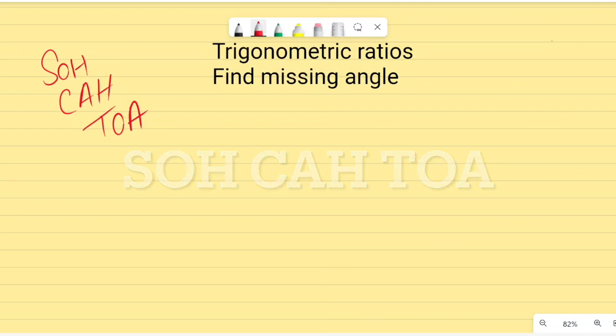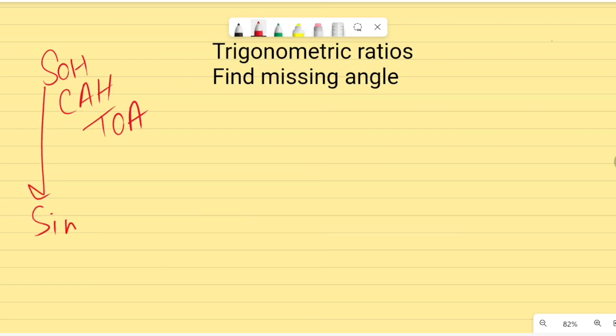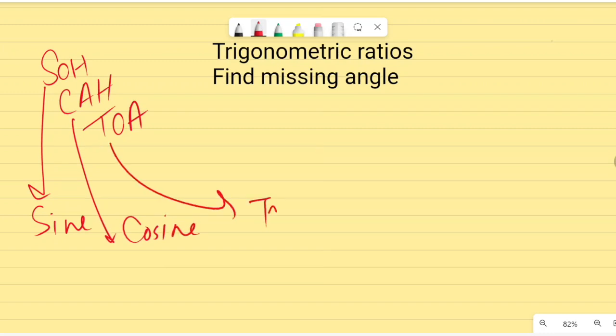Welcome to the video where we will learn about how to find a missing angle using trigonometric ratios, which are sine, cosine, and tangent. If you can see, SOHCAHTOA, this is a short way to remember the formula of each trigonometric ratio.